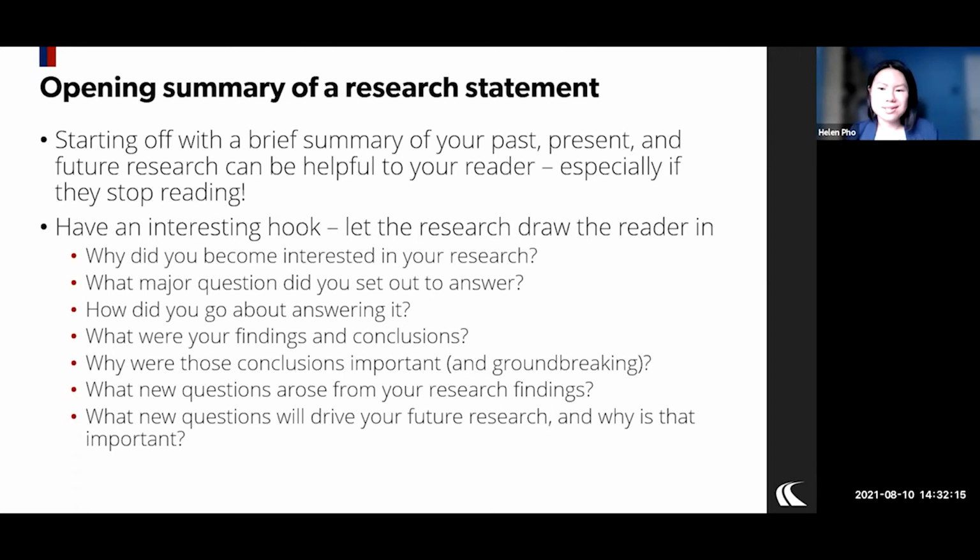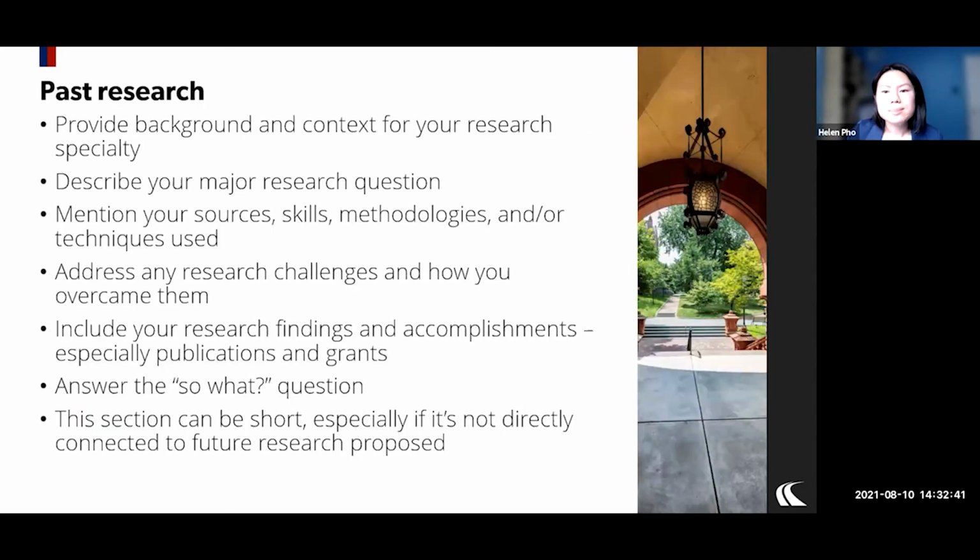What new questions did these research findings illuminate? What new questions arose? And then how those questions will drive your future research, and why is that important? So telling a narrative where you answer all of these questions can be really helpful, because these are the questions that a lot of members of the search committee will be wondering. So answering them all at the beginning of a research statement can be an effective use of that space.